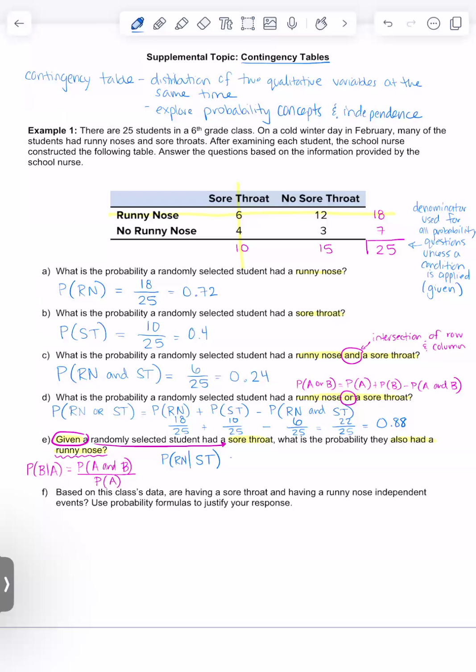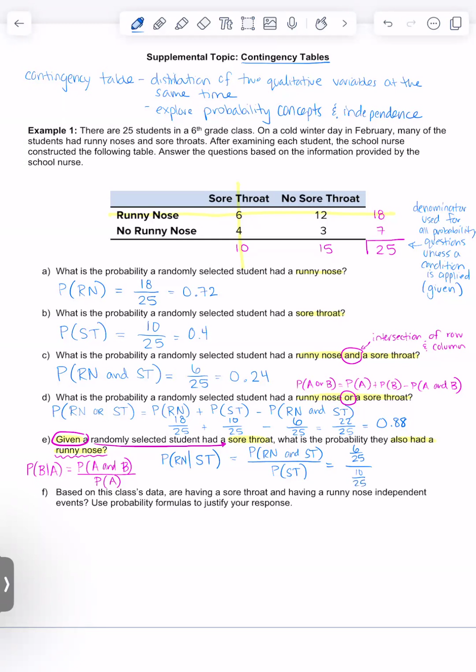Let's set it up. Our numerator should be students who have a runny nose and a sore throat, while our denominator should be the students who have a sore throat. That's our condition. Whatever comes after that word given. Okay, this is a little weird because it's a fraction within a fraction, but I'm going to remind you of one more thing that we can do to help our lives get easier. Runny nose and sore throat, the probability of that is 6 out of 25. Now in the denominator, the probability someone has a sore throat, well, that's just part B. That's 10 out of 25.